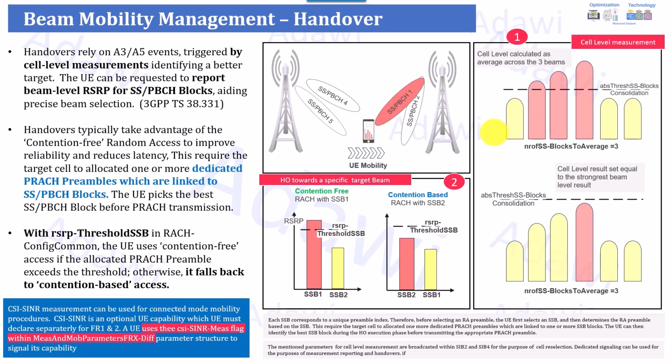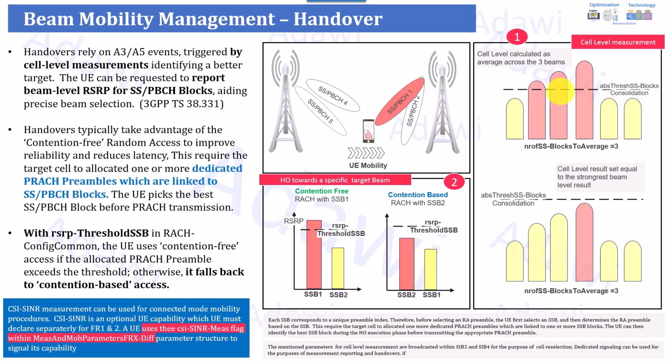In this case, the cell level measurement is defined as a linear average of the strongest measurement results which exceed the threshold defined by this particular parameter, which is called the EDA threshold SSB blocks. This means this will have a linear average of the 3 beams, so the user will be able to send down the measurement report to the GNB.